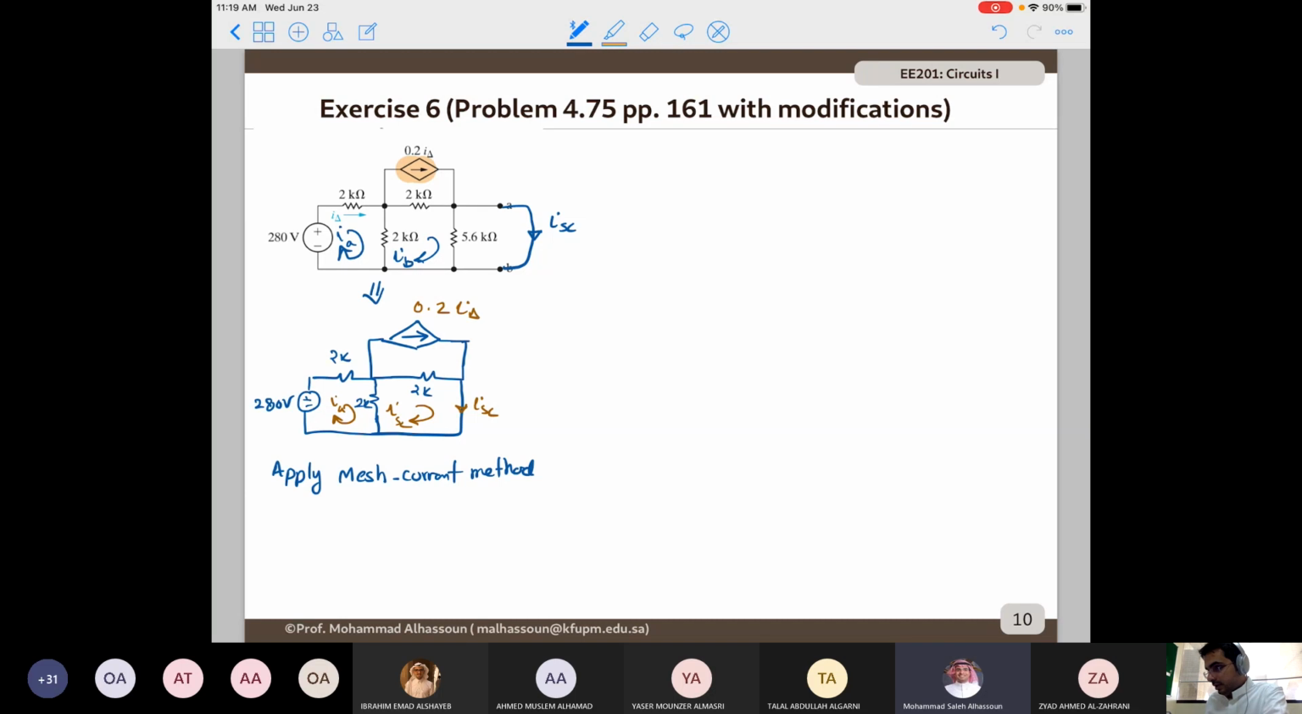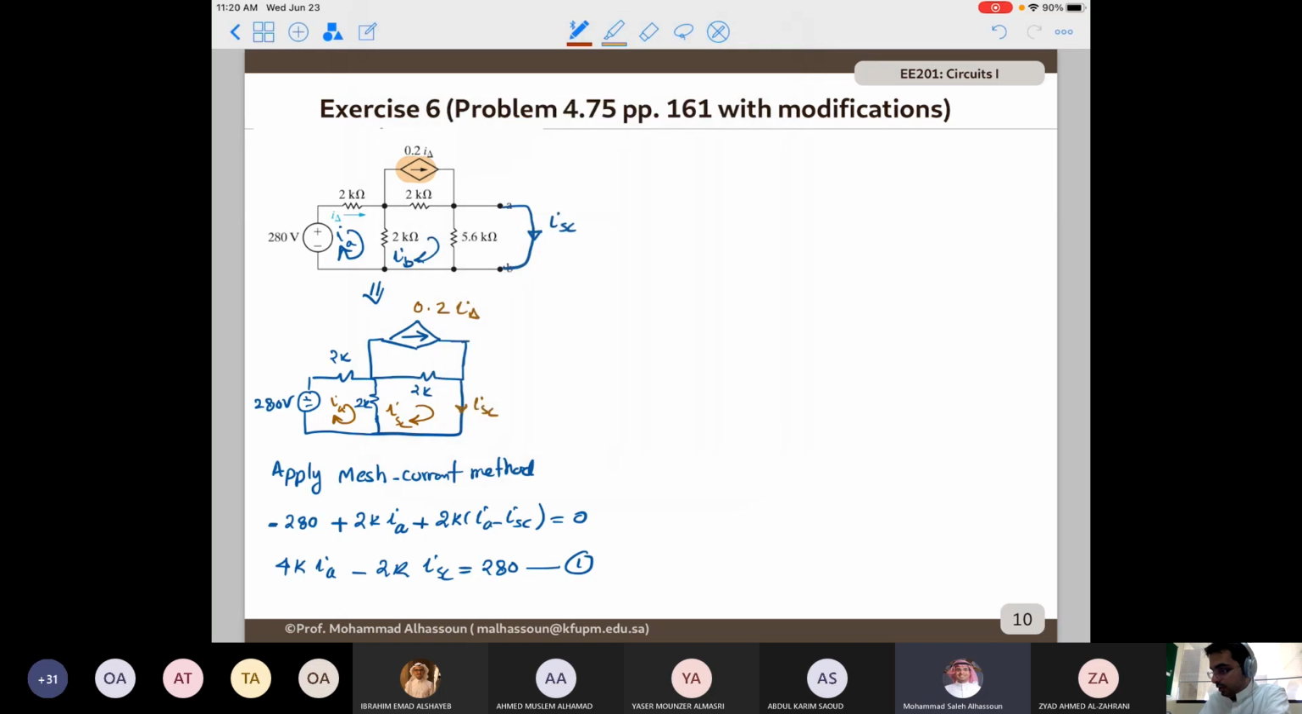Yes, doctor. Now we need to choose a mesh and apply KVL on it. Yes, so let's start with IA. So minus 240 volt plus 2K multiplied with IA plus 2K multiplied with IA minus IB, or IS. I know that IB is I short circuit, so I'm just going to write it this way. So 4K IA minus 2K I short circuit equals 280. This is the first equation.